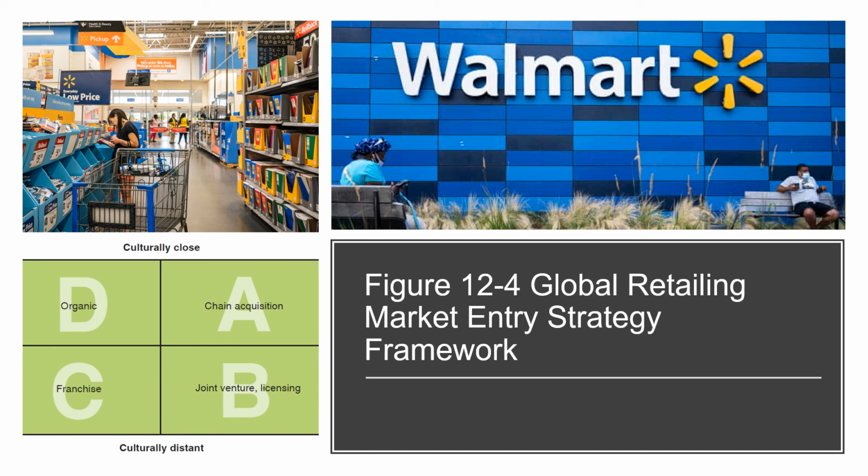Global Retailing Market Entry Strategy Framework divided into four. Organic growth. Organic growth occurs when companies use their own resources to open stores on a greenfield site or to acquire one or more existing retail facilities from another company.